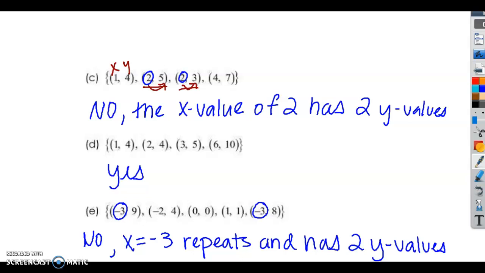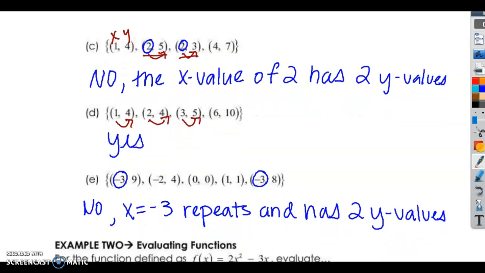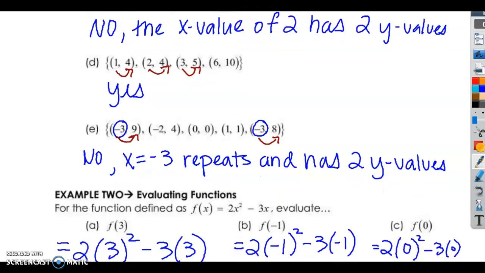D does. For every x value, there's exactly one y. Every time you put in 1, you get 4. Every time you put in 2, you get 4. Every time you put in 3, you get 5. And then for E, when we put in -3, sometimes we get an output of 9, and when we put in -3, sometimes we get an output of 8, so that's not a function.